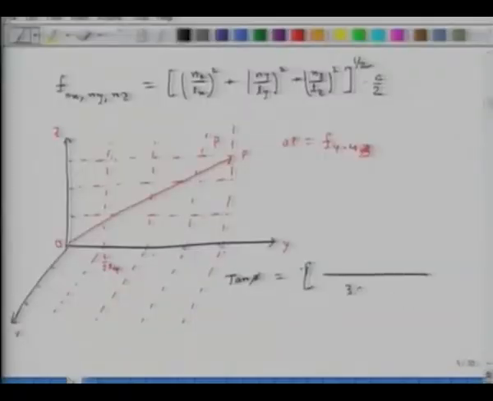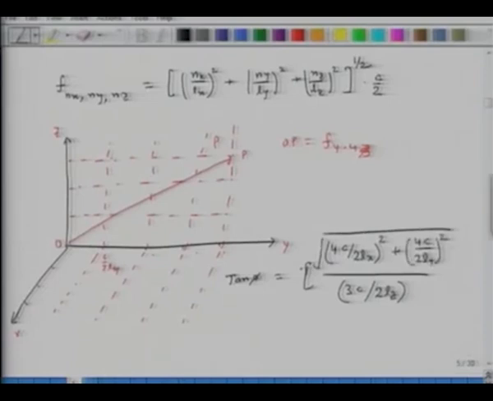It will be 3c over 2 Lz, right? And in the numerator, it will be 4c over 2 Lx plus 4c over 2 Ly. This entire thing, right? And tan theta is basically 4c over 2 Ly times 2 Lx over 4c.